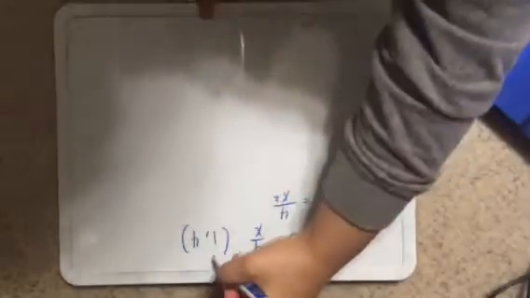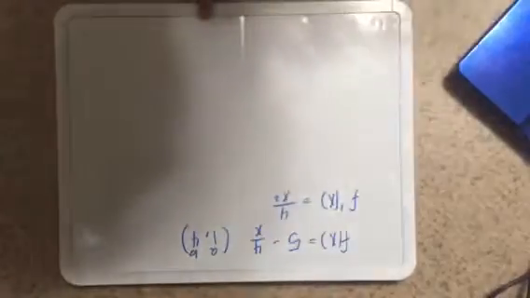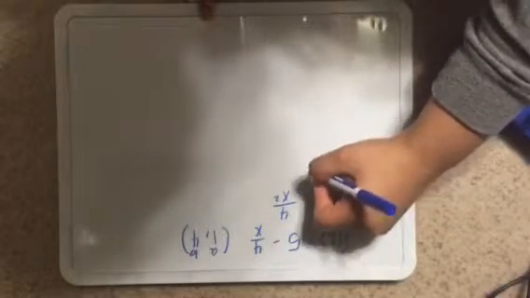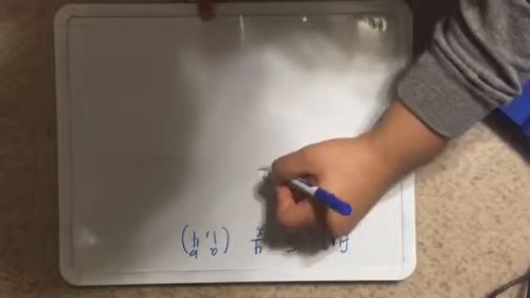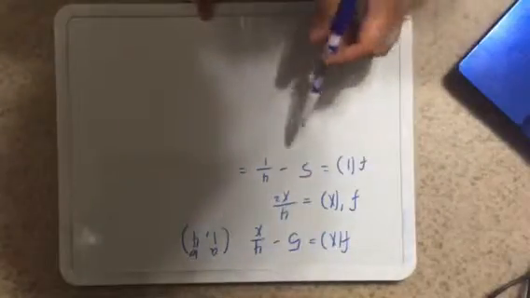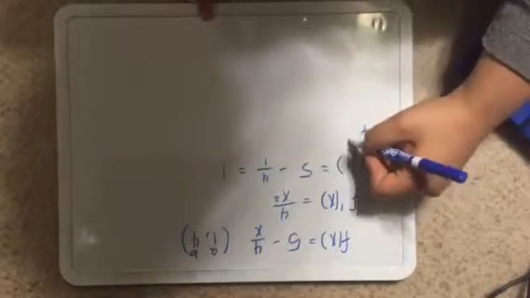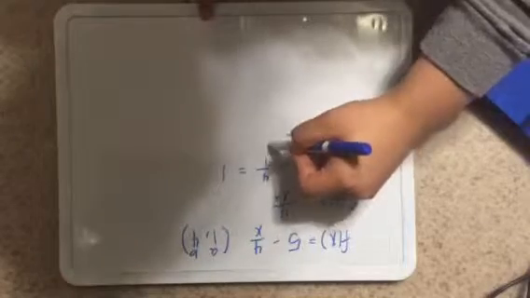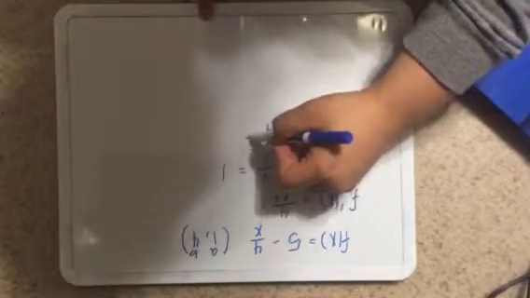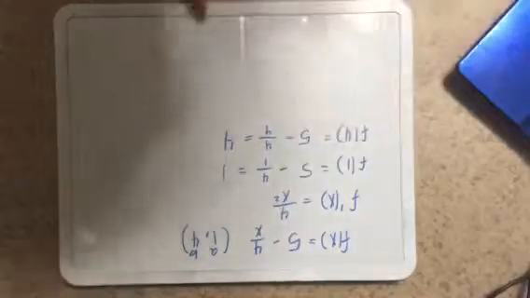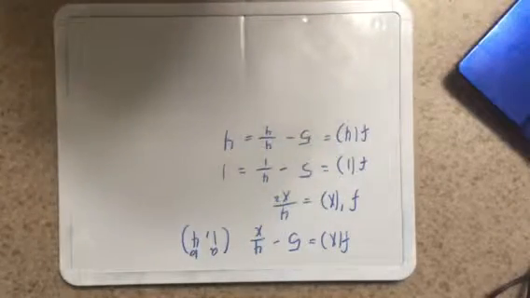So we know that 1 is a and 4 is b. So f of 1 equals 5 minus 4 over 1, and that equals 1. And then f of 4 equals 5 minus 4 over 4, which equals 4. So that's 1 and 4.